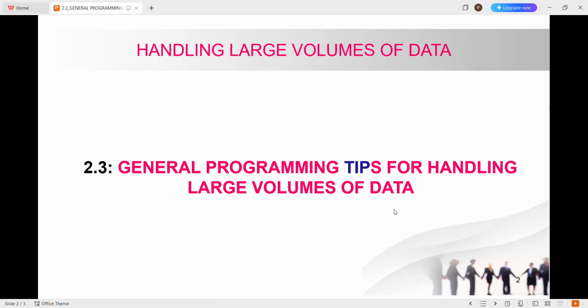So in the last session, about the introduction of NumPy, we have seen what the general techniques are for handling large volumes of data. So in this session, we will be seeing the general tips for handling large amounts of data.